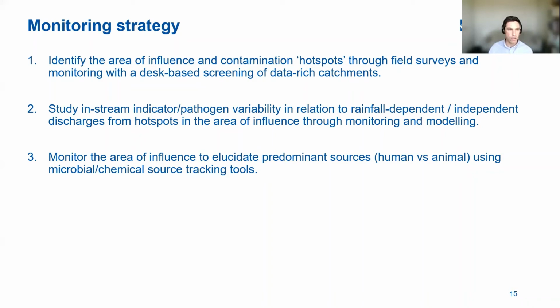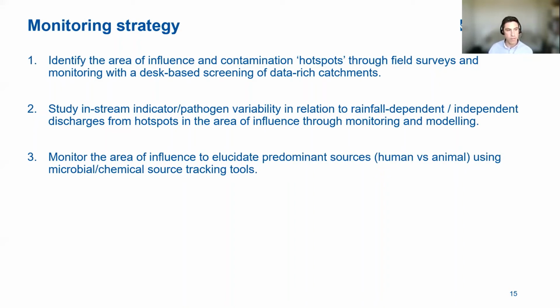We then proceed to stage 2, where we carry out a detailed study of microbial variability in rivers or streams, and we usually target monitoring to represent the worst case conditions of contamination, looking at rainfall dependent discharges in the hotspots that we've identified in the desk study. And we do this through intensive sampling and sometimes using modeling.